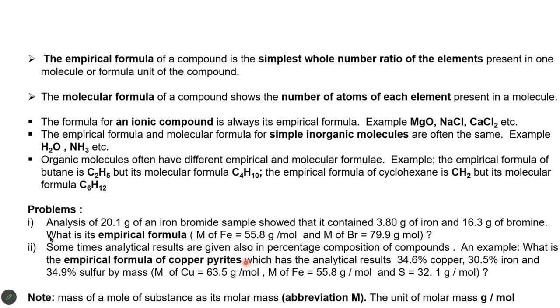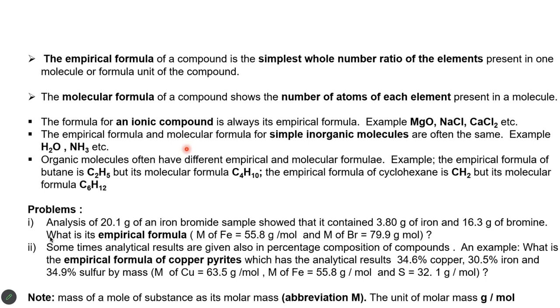Well, we can talk a little bit about ionic compounds. An ionic compound is always written as its empirical formula. For example, magnesium oxide is an ionic compound, sodium chloride is an ionic compound. So it has its empirical formula like this. It does not give any molecular formula. Whereas the empirical formula and molecular formula for simple inorganic molecules are often the same, for example, water and ammonia. But when we go to organic molecules, we see there are different empirical and molecular formulas for compounds.